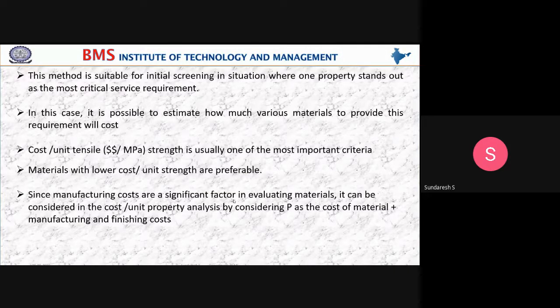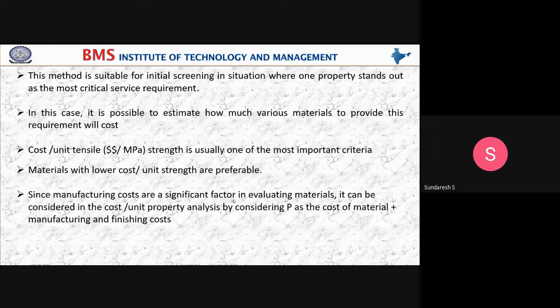Okay. So in this case, it is possible to estimate how much the various materials providing this requirement will cost. Based upon the preliminary screening, for example on strength, we can easily estimate how much material is required, what the cost of that material is, and what the total cost of the material required for the purpose will be.